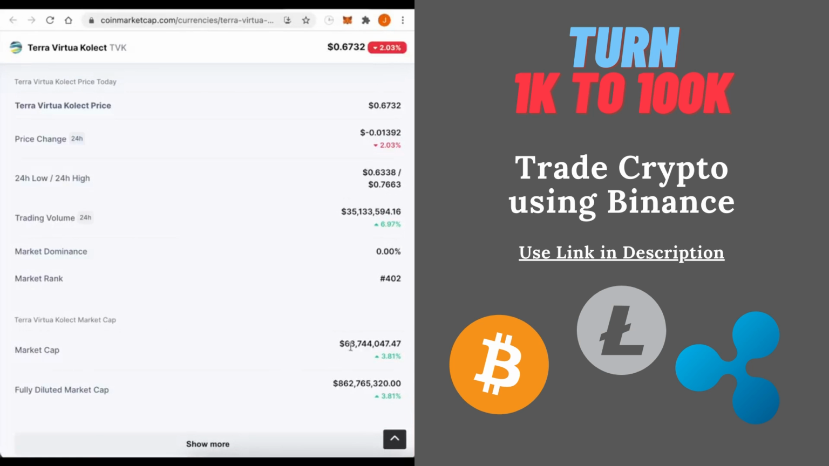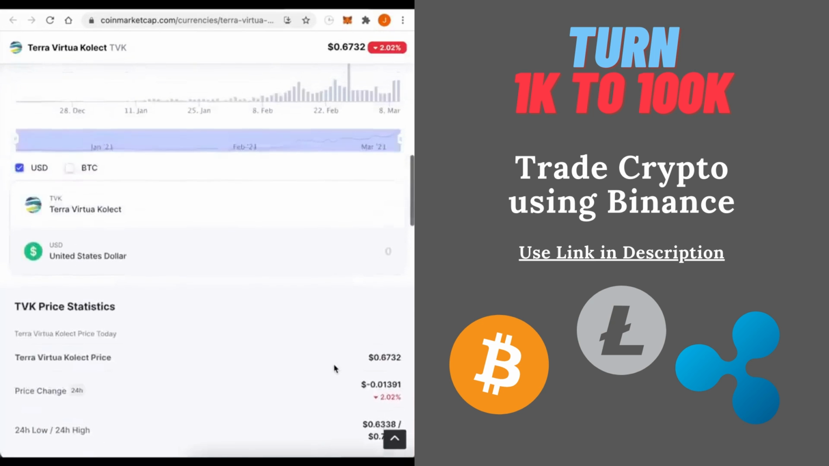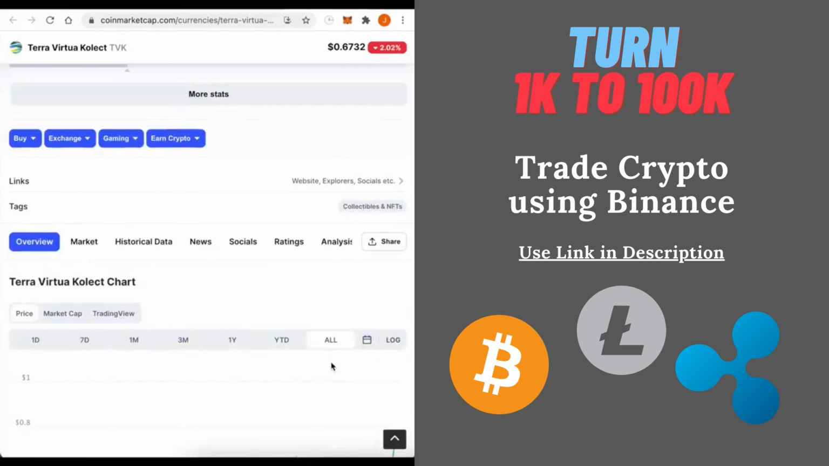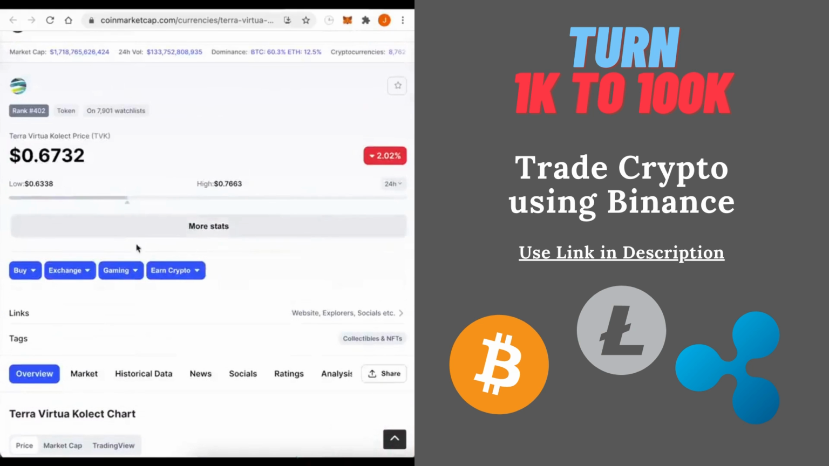Market cap's currently 63 million, so very, very low. Fully diluted is the question right here. So it's at 860 million. The whole idea is that we want to be in and out of these projects before a lot of the tokens are released, because then this would just flood the market.